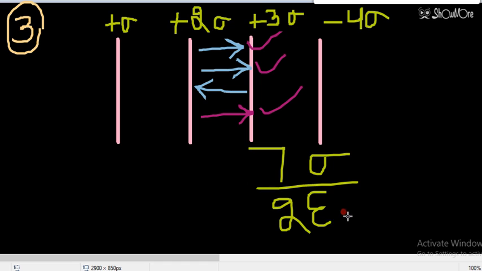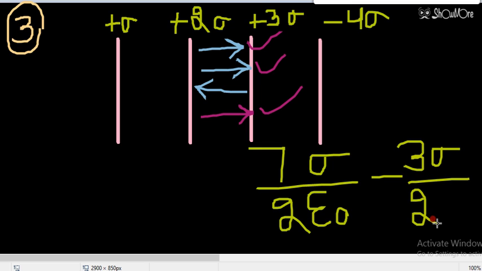The left direction electric field is due to plus 3 sigma, so we subtract it: minus 3 sigma by 2 epsilon naught. So this is the result. You will get the answer 4 sigma by 2 epsilon naught, that will be the resultant electric field. And the direction of the resultant electric field in region 3 will be towards the right direction.